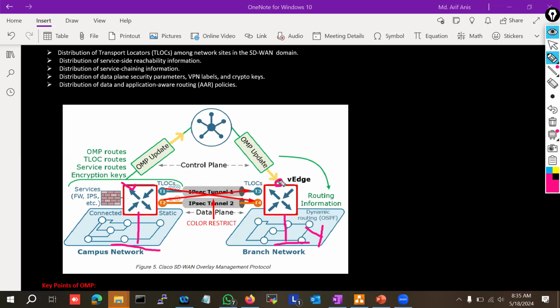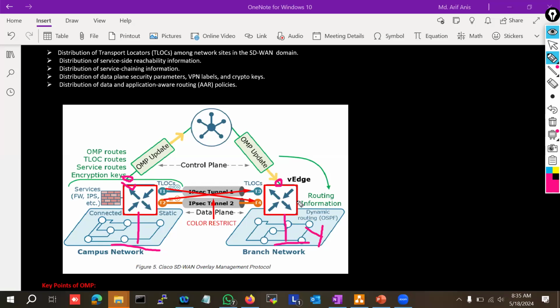So this is the transport, and we already covered what the TLOC is, right? What the system IPs are, what the control plane and data plane are, what underlay and overlay are. So I request you, if you haven't watched my earlier videos, please go watch them and come back to this. Then you will have more clarity on what is going on, right?